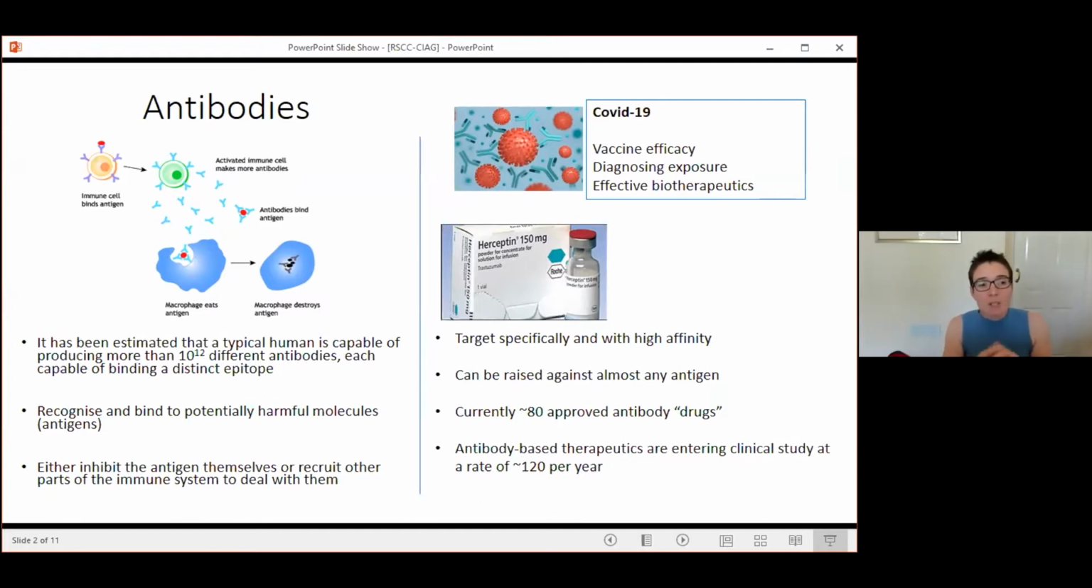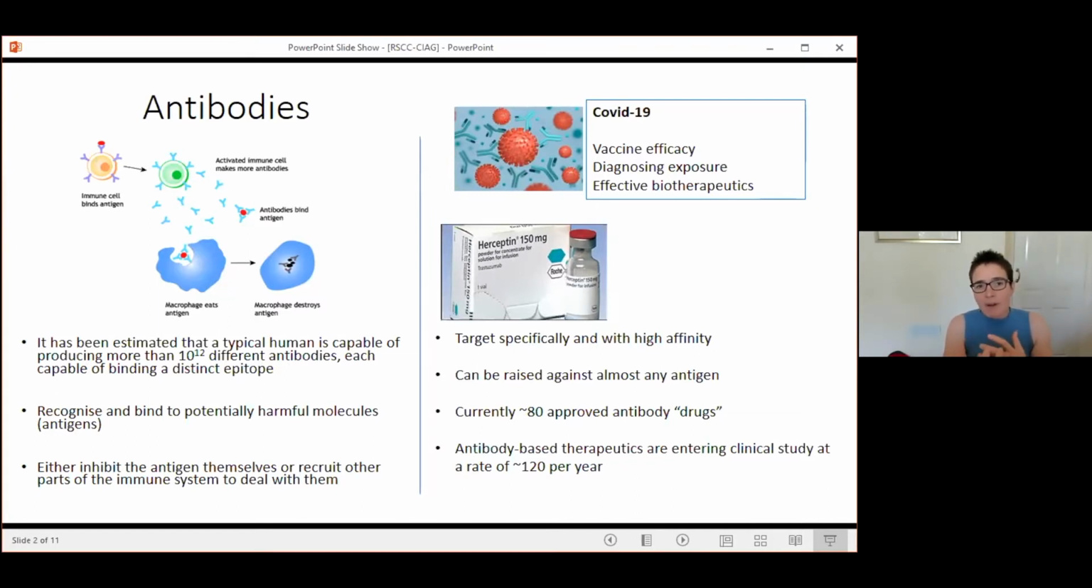They're what fights off invaders. It's been estimated the typical human is capable of producing more than 10 to the 12 different antibodies. And these kinds of numbers mean we can't just hit it really hard and try and compute everything, because our computers aren't big enough or fast enough. And they recognize these potentially harmful molecules, which from now on I'm going to start talking about as antigens. So that's the binding partner of the antibody. And they either inhibit the antigen themselves or recruit a different part of the immune system to deal with it.